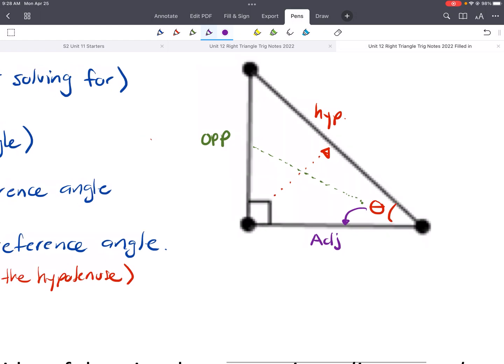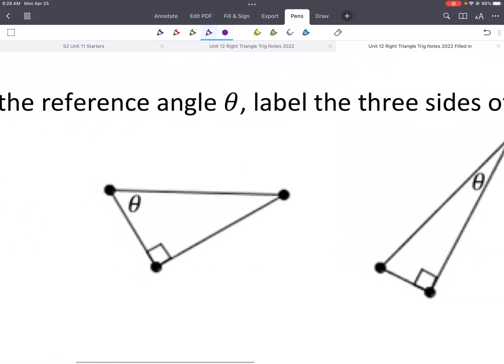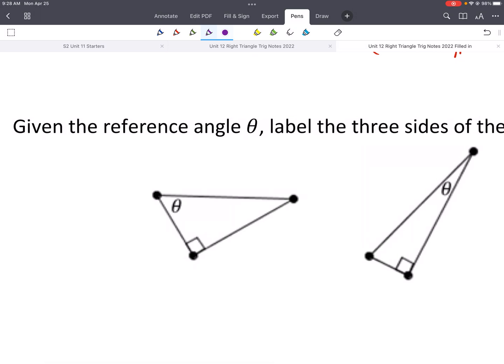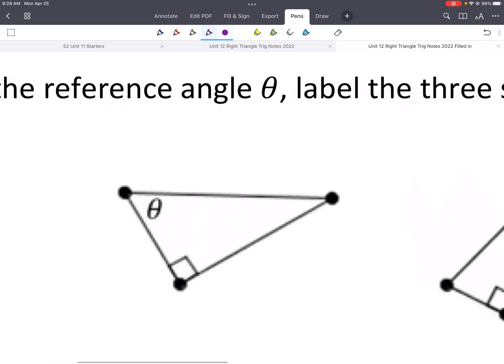Okay, so let's do that. We're going to do this one together and maybe pause and try the other two. They want us to, given the reference angle, label the three sides of the triangle as hypotenuse, opposite, and adjacent. So here is our reference angle. This would be our hypotenuse, I'll just call it H. And then we have our opposite. And then we have our adjacent.